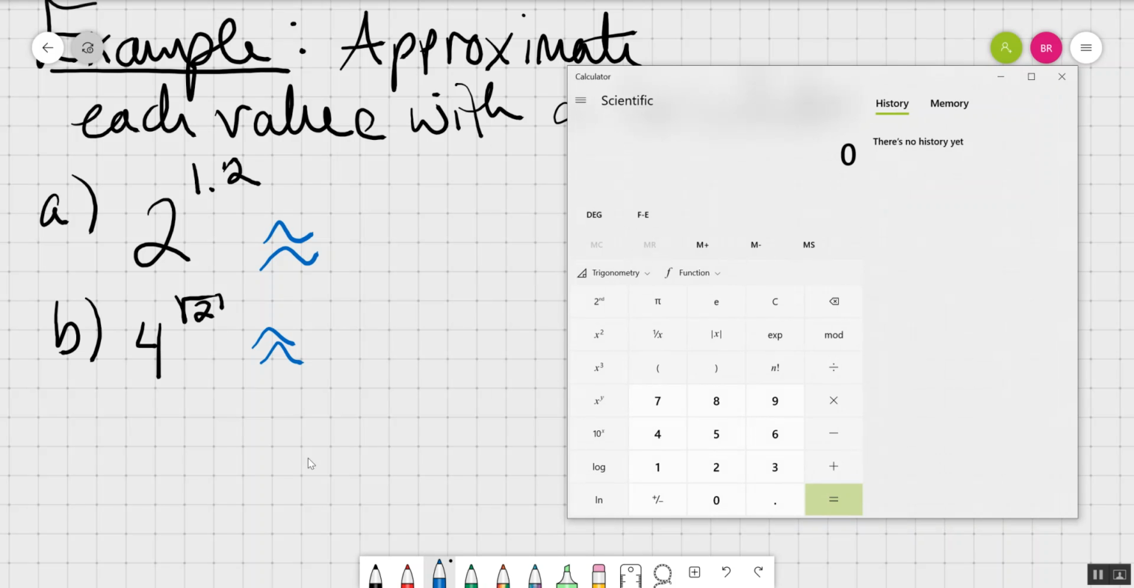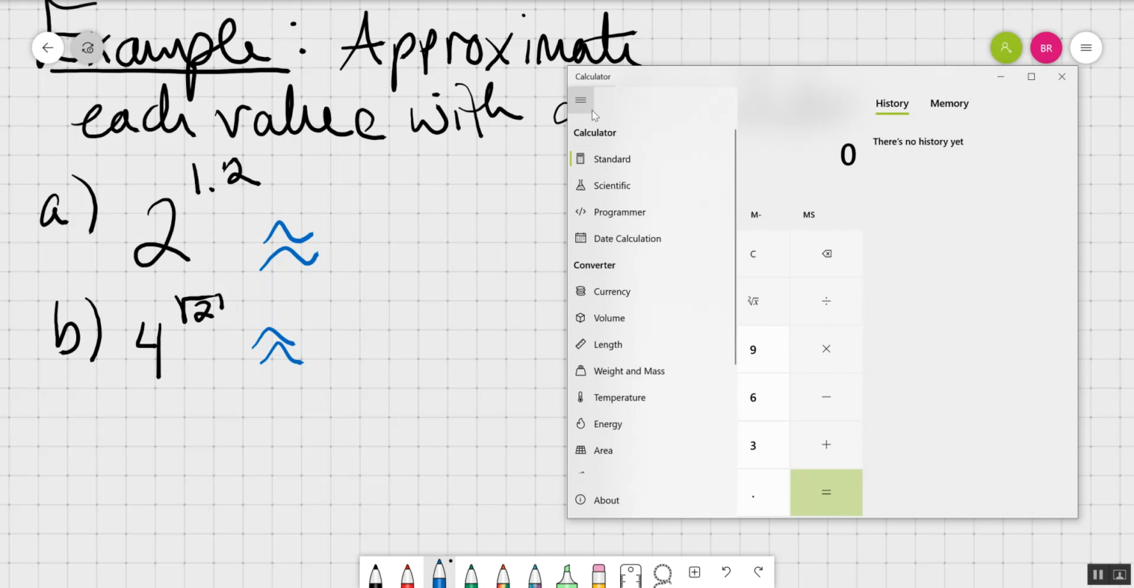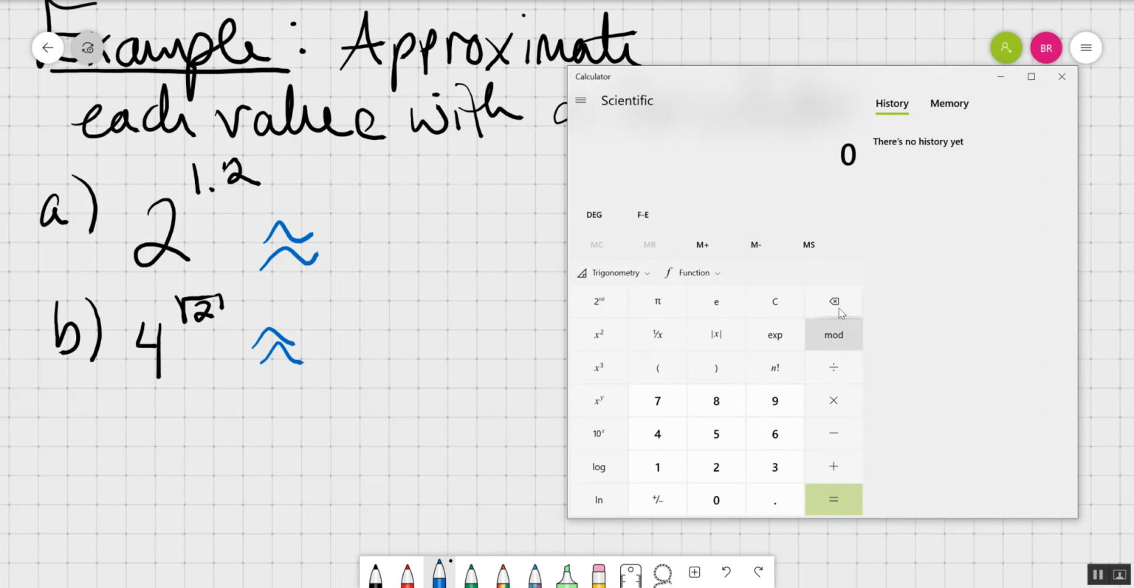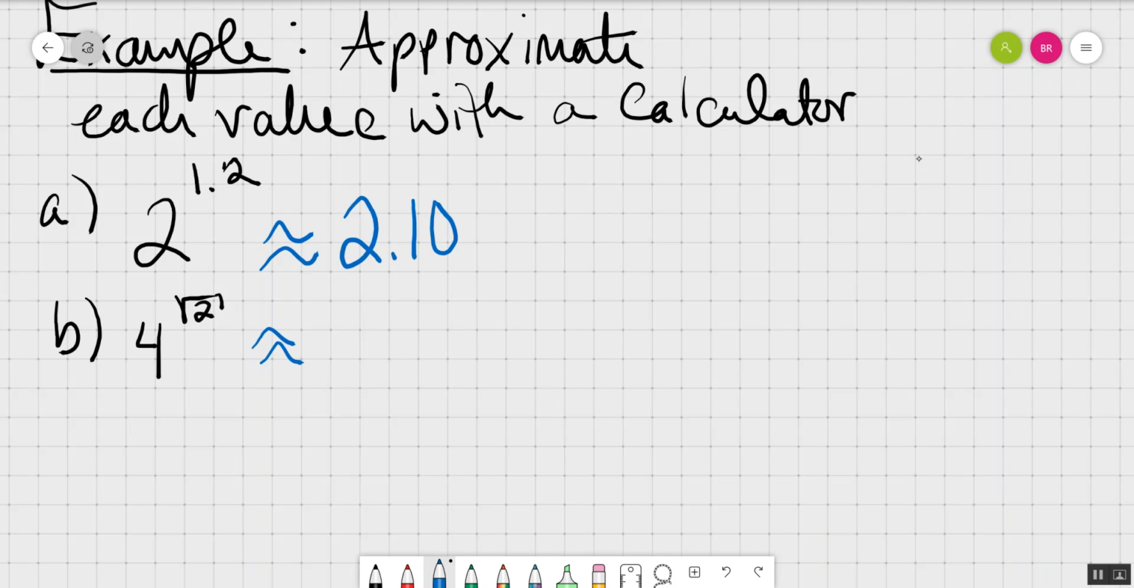Now I'm using the Windows calculator, and I'm specifically using the scientific side of it. If you use the standard calculator, it actually doesn't give you the ability to do any exponent other than squaring. So you might need to switch this over to the scientific one. On your calculator at home, it might be a different button, but I'm going to be using the x to the y button. You put in your base first, then hit the x to the y button and put in your exponent, 1.2. There is my answer, and I'm going to round it to 2 decimal places, so 2.10.